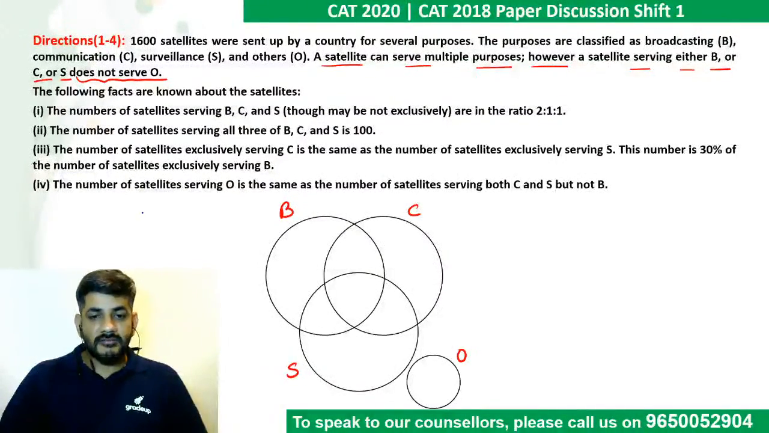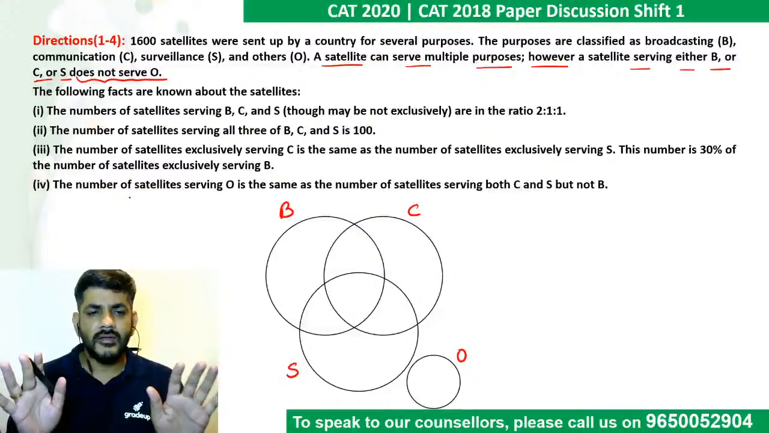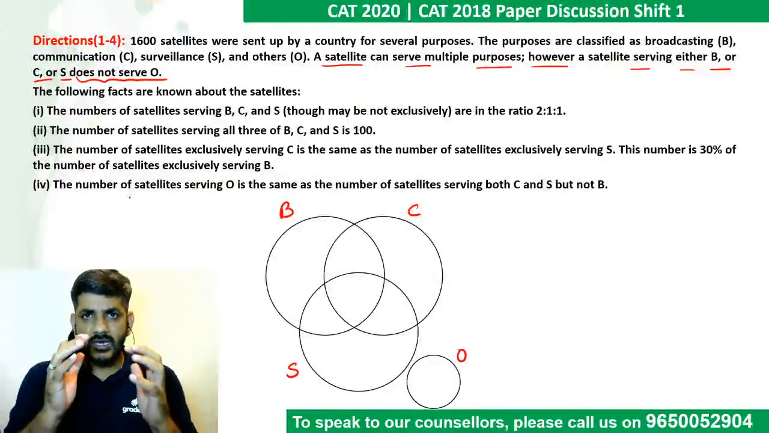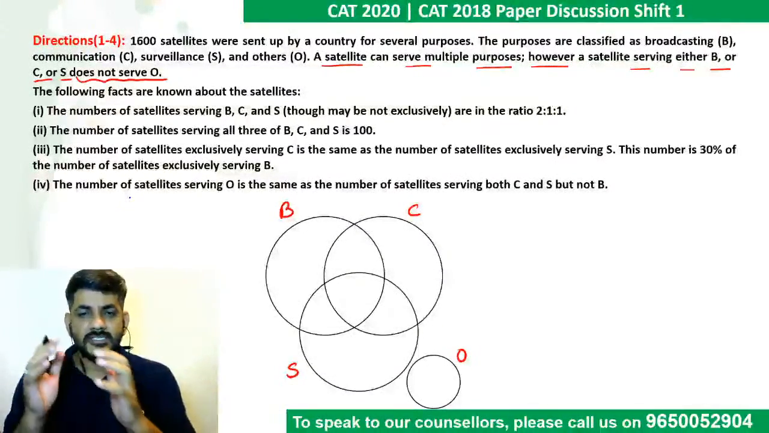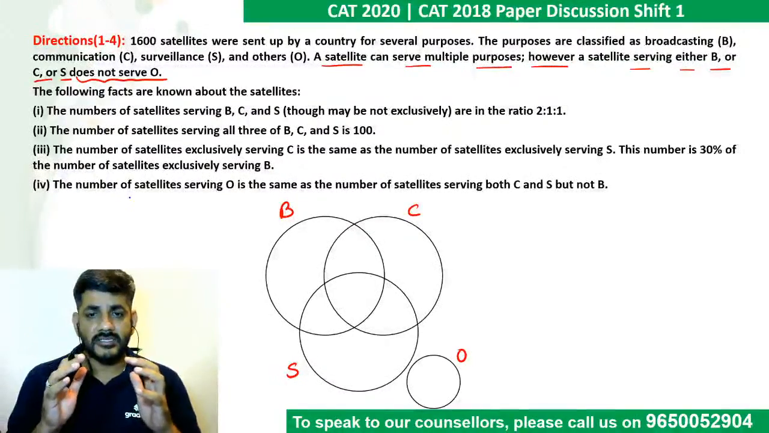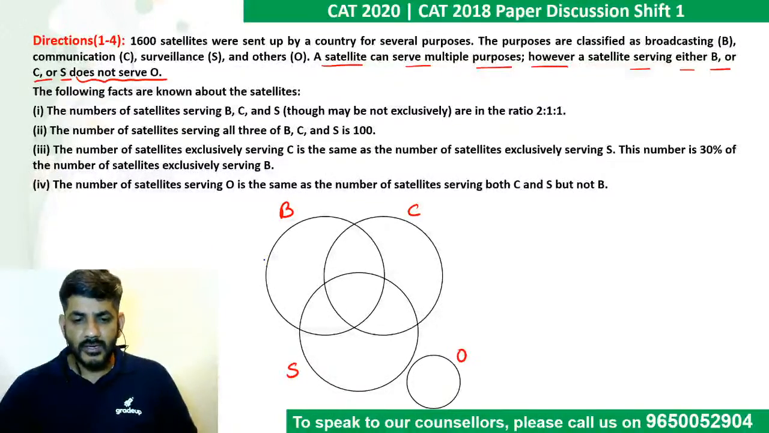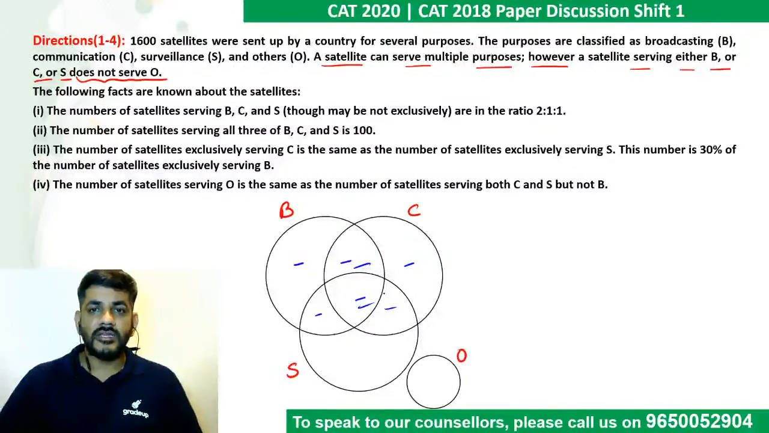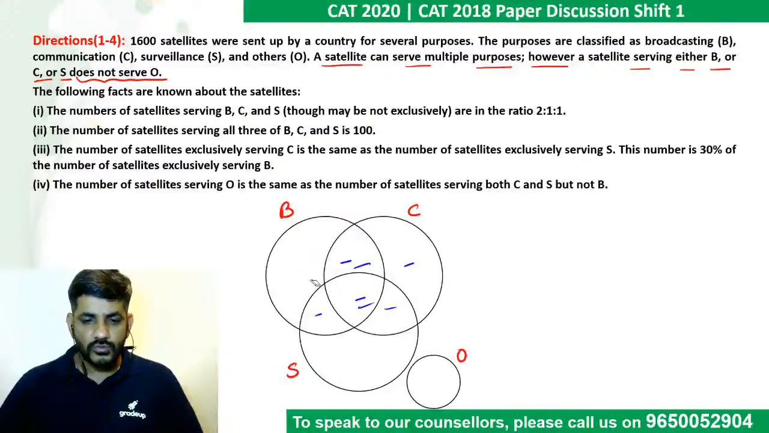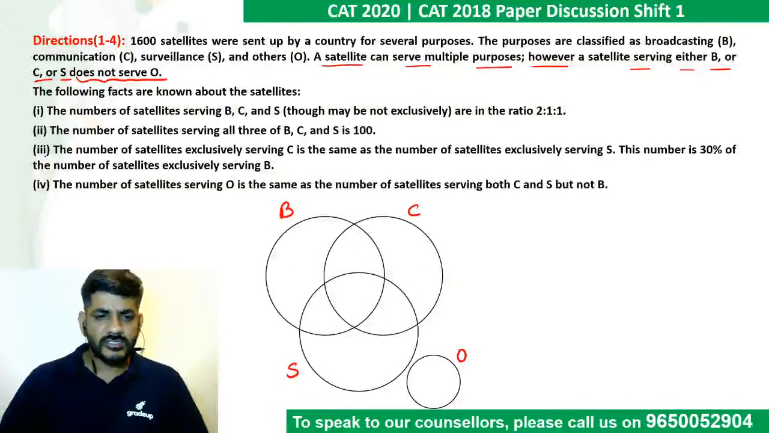The number of satellites serving B, C, and S are in the ratio of 2 is to 1 is to 1. Don't use this, right? The number of satellites serving B is circle B, serving C is circle C, and serving S is circle S. Circle B, C, and S each have 4 different areas. B has 4 areas, C also has 4 areas, similarly S has 4 areas. Again, there will be multiple variables. Don't do this, right? Do not use this information first. Forget about it. Come to the second one.